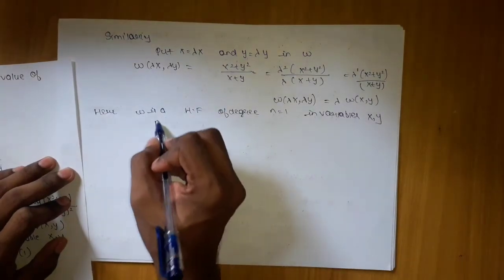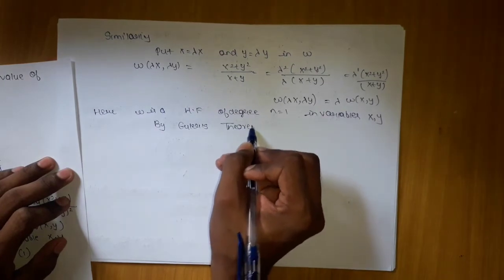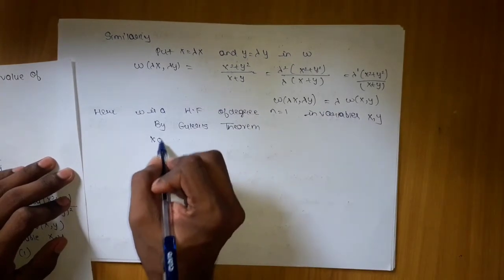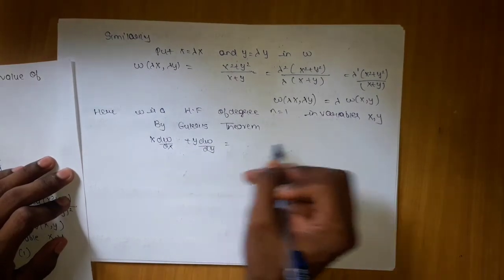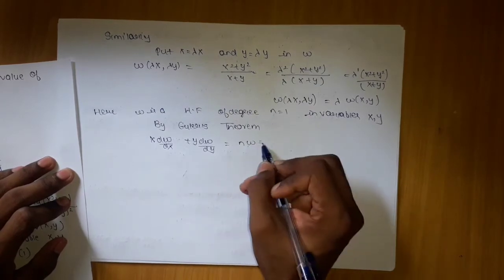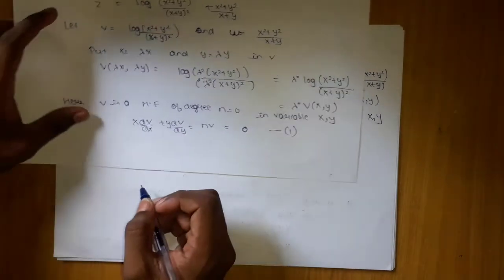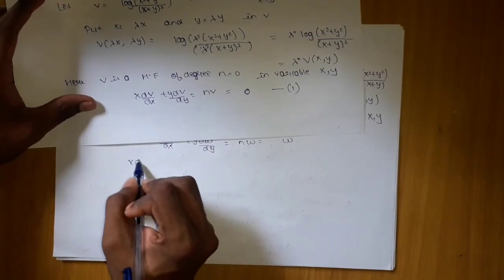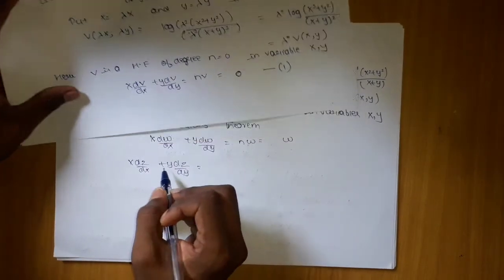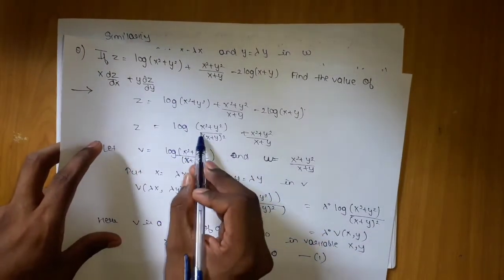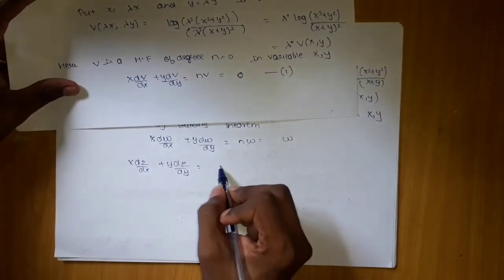Now we can say by Euler's theorem, x dou w by dou x plus y dou w by dou y is equal to n times w, where n is 1, so I will write it w. Now what we wanted to prove, we wanted the value of x dou z by dou x plus y dou z by dou y, right? But z is what? If this is v and this is w, my z is nothing but v plus w. So I can replace z by v plus w in each of them.